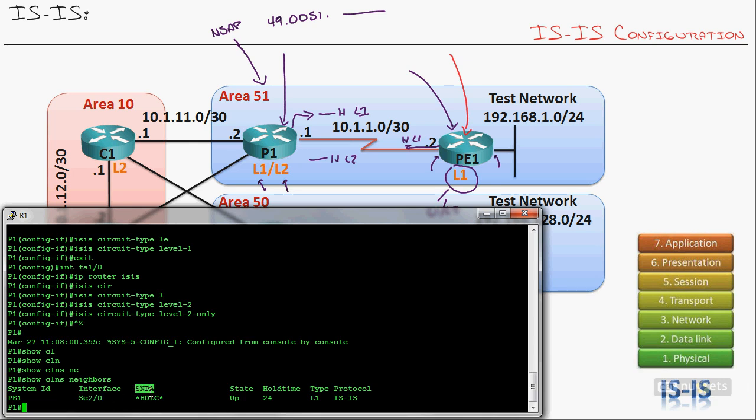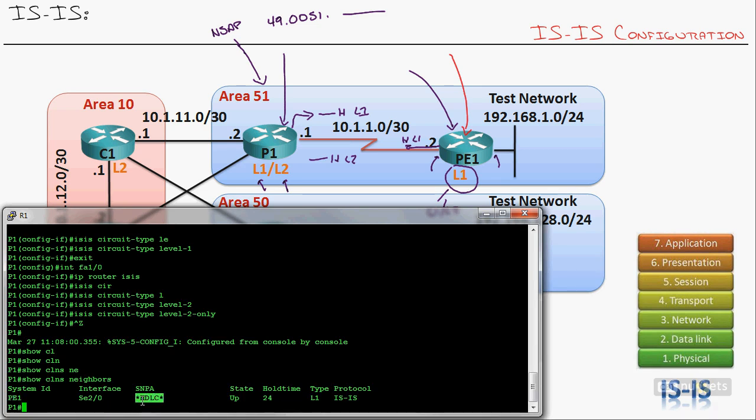Now, what is SNPA? SNPA stands for Subnetwork Point of Attachment. No, you won't have to remember that. Essentially, it's saying what layer 2 address are you using when you're communicating over to PE1? So if this was an Ethernet link, you would see a MAC address in there. If it was frame relay, you would see a DLCI number in there. If it was an HDLC link, you would see HDLC sitting in there with the asterisk behind it, because HDLC doesn't use layer 2 addressing.